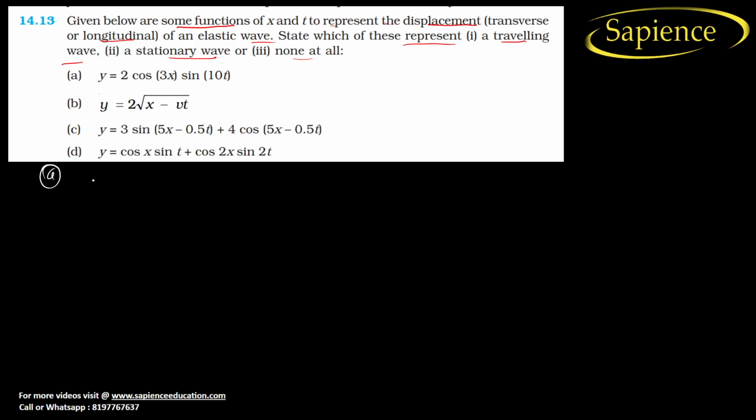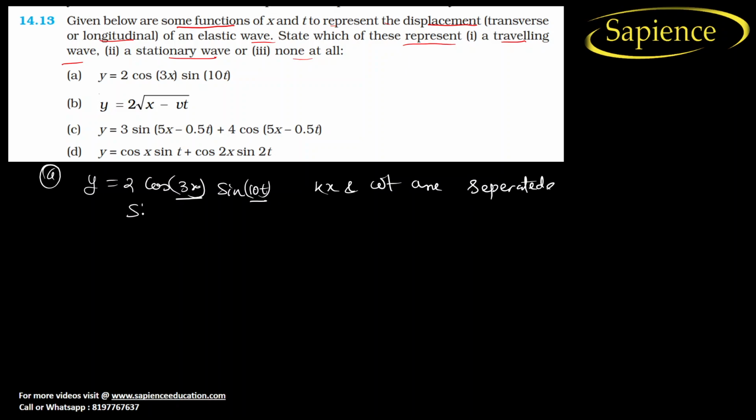So let us do here. Y is equal to 2 cos 3x into sine 10t. Here kx and omega t are separate entities, right? Separated. So this is your stationary wave, okay? Now we can go for B.